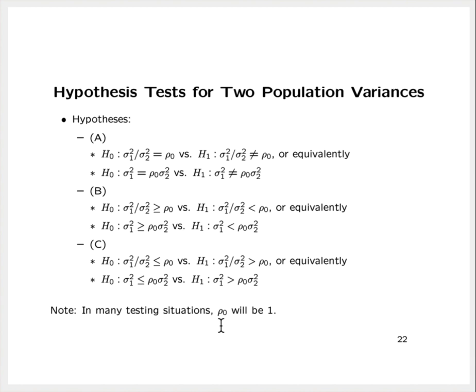So there may be situations where you want to use a value of 2 or maybe 1.5 or something like that. So you just need to consider the particular problem at hand and to choose the value for rho sub 0 that is meaningful and useful for that particular situation.